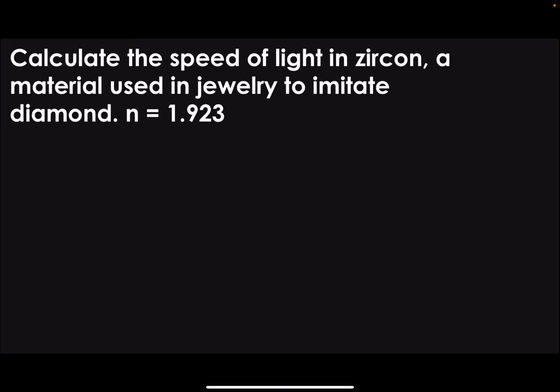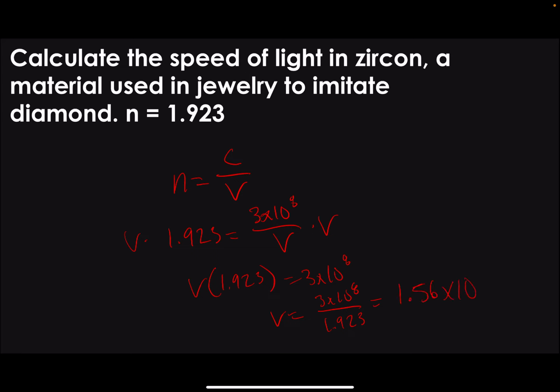If n is 1.923 in zircon, we can calculate the speed of light in zircon. We have this equation. n is 1.923 here, and the speed of light in a vacuum is 3 times 10 to the 8th. Therefore, we solve for the velocity using some algebra: multiply by v on both sides, get v times 1.923 equals 3 times 10 to the 8th. And we can divide by 1.923, and we get 3 divided by 1.923. We get 1.56 times 10 to the 8th.